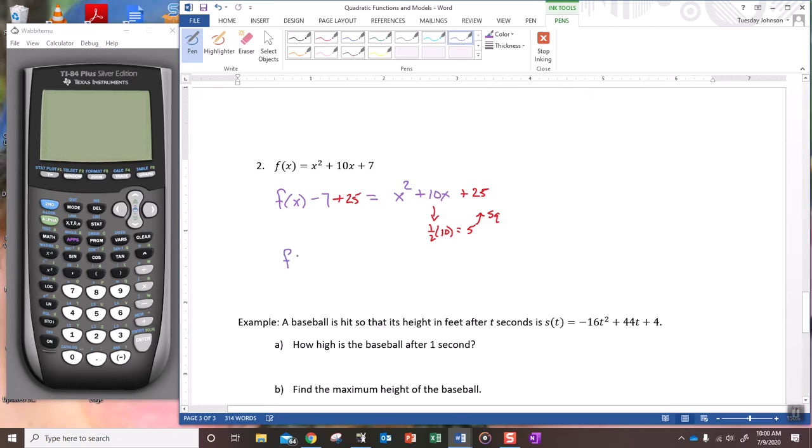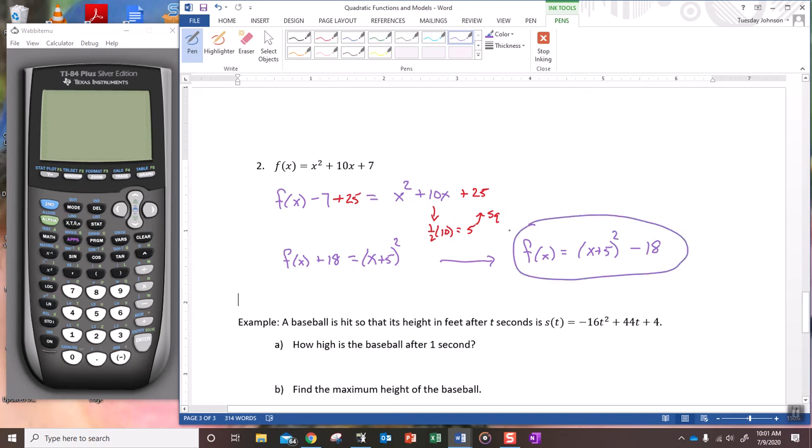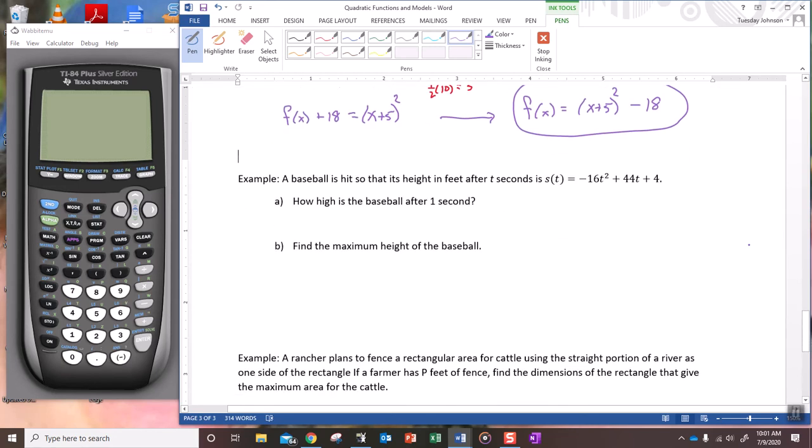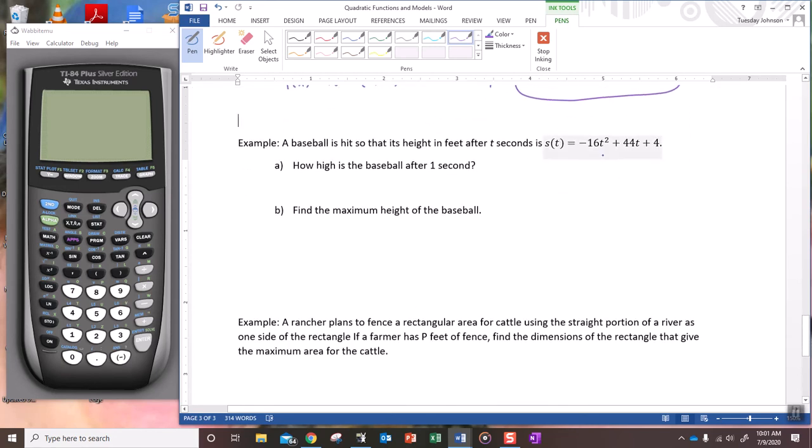On the left, I'll have f of x plus 18. On the right, I've added exactly the right thing, so I'll have x plus 5 all squared. Finishing this out, I can rewrite my function as f of x equals x plus 5 all squared minus 18. From standard form to vertex form to standard form, there we go. So let's do some application problems with quadratics.